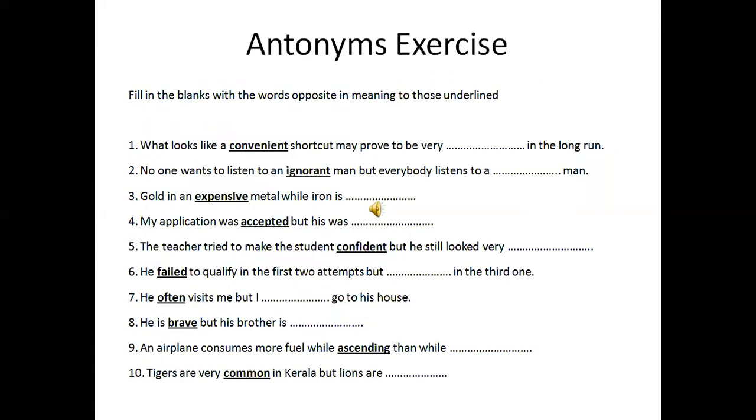Antonyms exercise. You are first required to go through the underlined word. Think of the appropriate antonym which fits this blank. Just don't go for the direct opposite word. Think of the right word which is opposite in meaning, and at the same time also completes the meaning of the sentence.